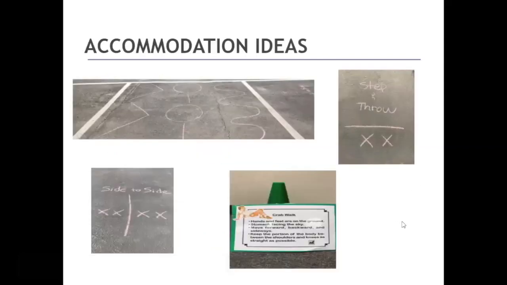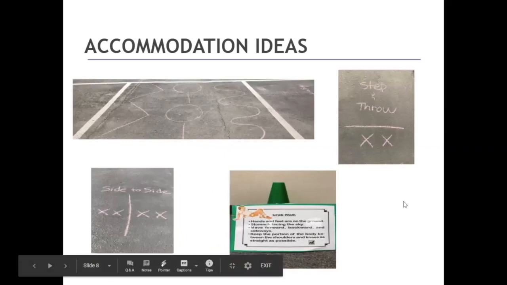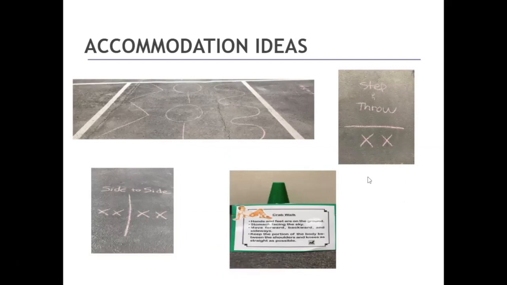So here are some visuals of accommodation ideas. So like I said, I love chalk lines. I think they're a great way to show skill practice. So this one right here, for example, would be stepping and throwing with opposition. So we're reminding the child to step and throw. The line is what they would step over, and the X is their 2 feet. So the X's would be their starting feet. We need to step over the line and throw.